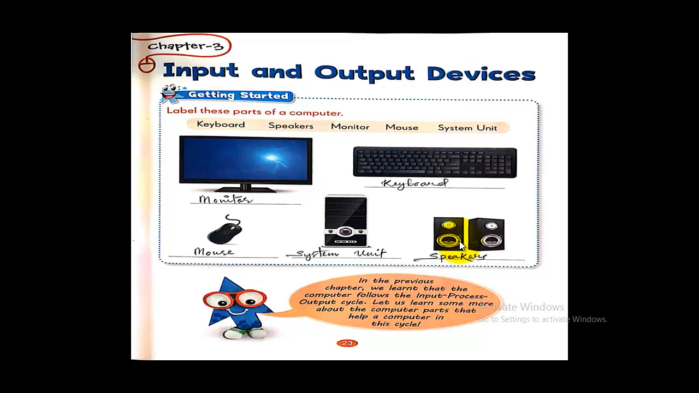Now in the previous chapter we have learned that the computer follows the input process output cycle, the IPO cycle, that we have already learned in the previous chapter.